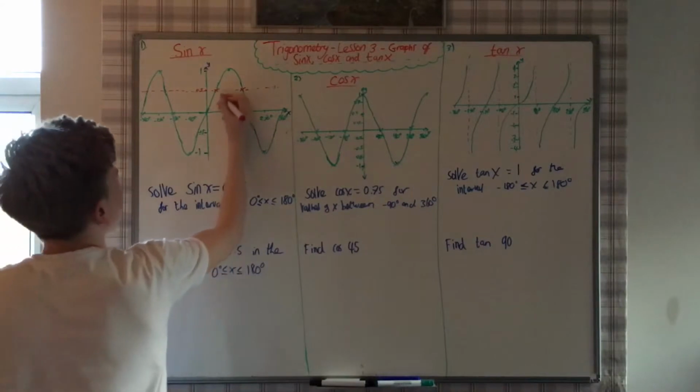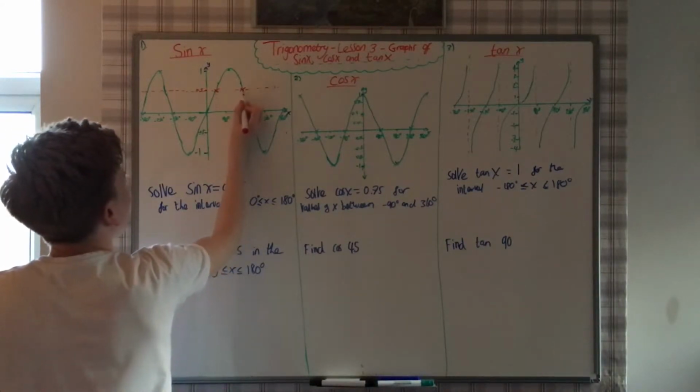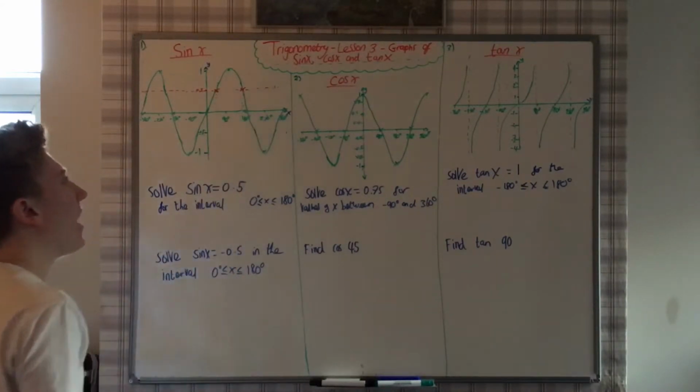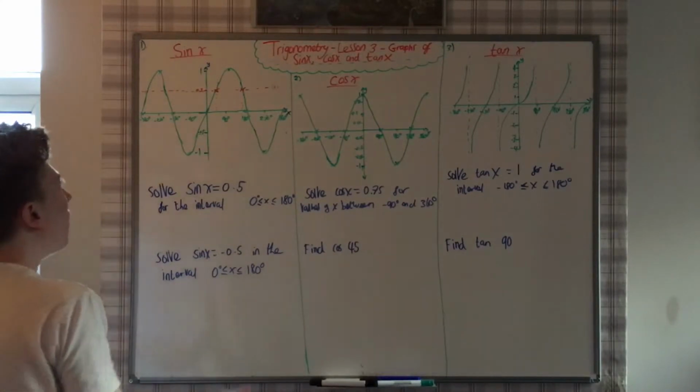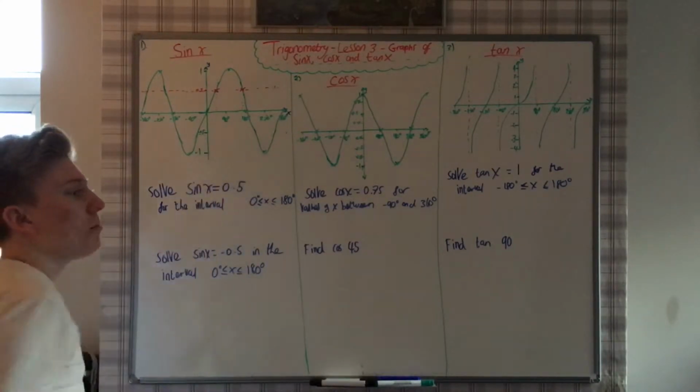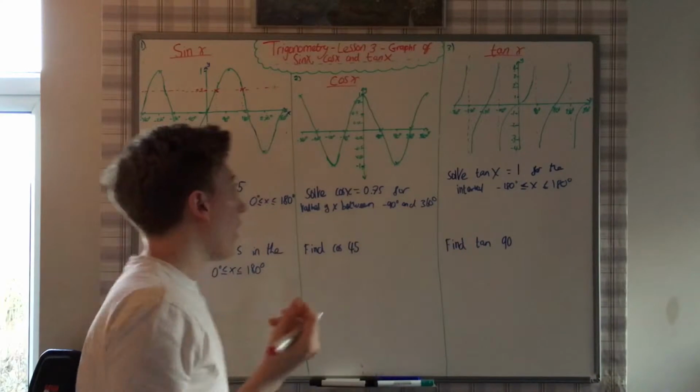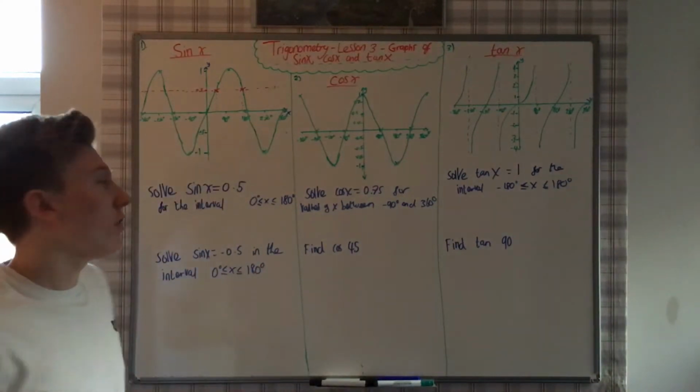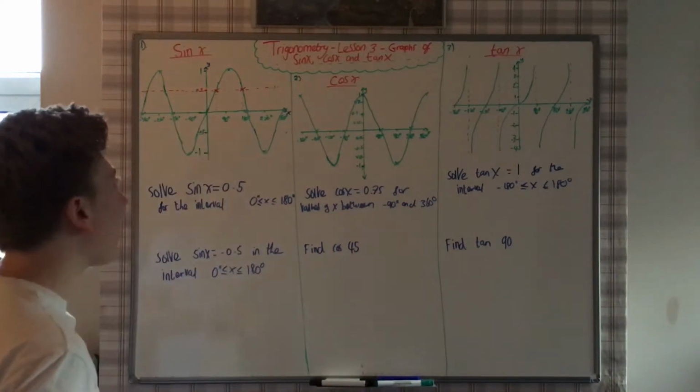So what we'd do is we'd draw a line then down to the x-axis and read off the value. That's why we don't need a calculator. Of course, I don't have a grid here, but in your exam you'll be given paper with a grid on it, so you'll be able to easily read off the value on the x-axis.